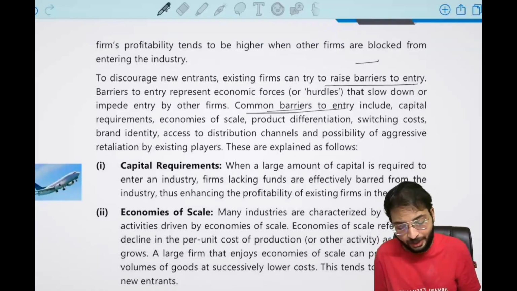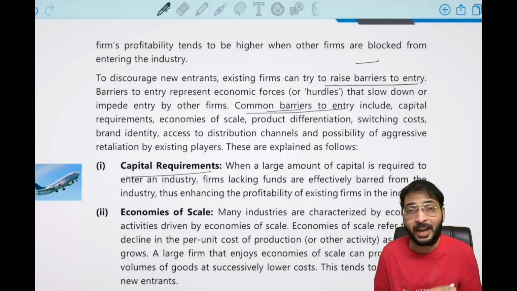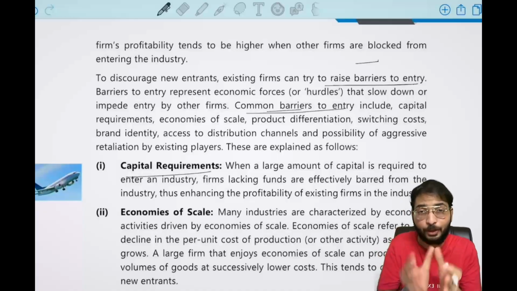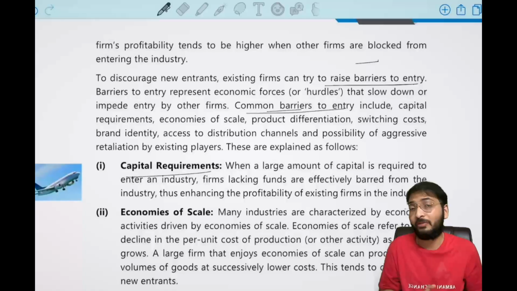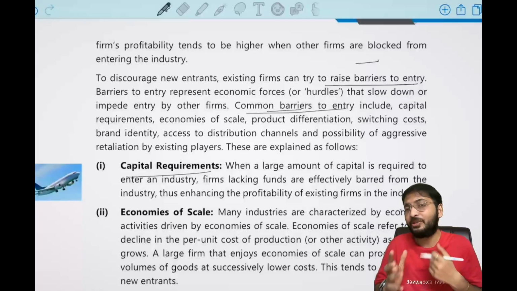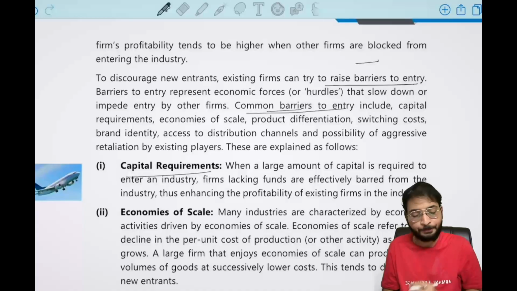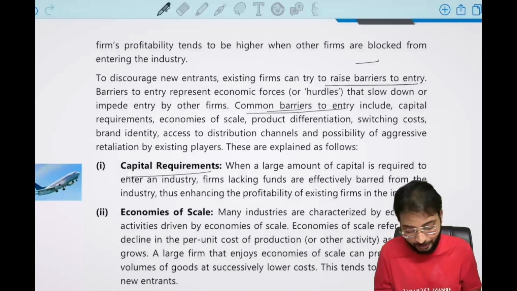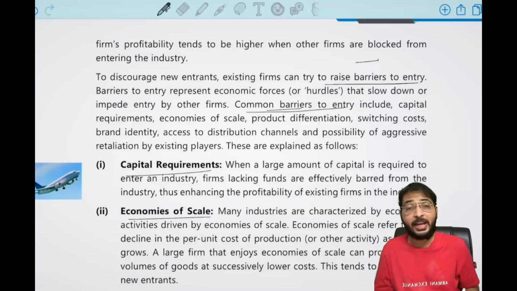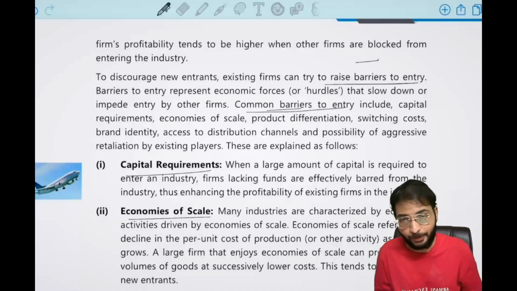The first one is called capital requirement. The higher the capital, the lesser the chance of a new entrant entering that particular industry. Can you start a mobile industry right now easily? You cannot. Why? Because you require lots of capital. Can you start a bakery right now? Yes, because the capital requirement is very less. So the first barrier to entry is capital requirement. Second one is economies of scale. What is economies of scale? The larger the production, the lesser the cost price per unit will be.